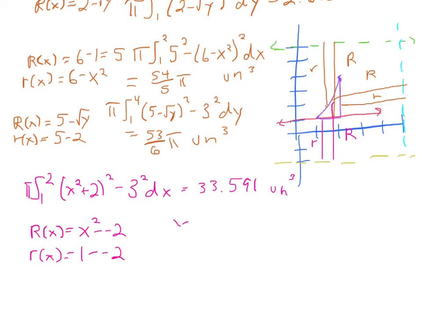If you're having trouble plugging these into your calculator, a good idea might be to store big R of x in for y1 and store little r of x in for y2. And then when you do the integral, you can just integrate from 1 to 2 of y1 squared minus y2 squared dx. That might work better for you if you're having trouble plugging in the correct parentheses.